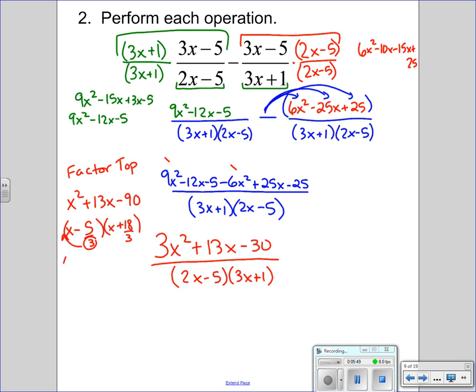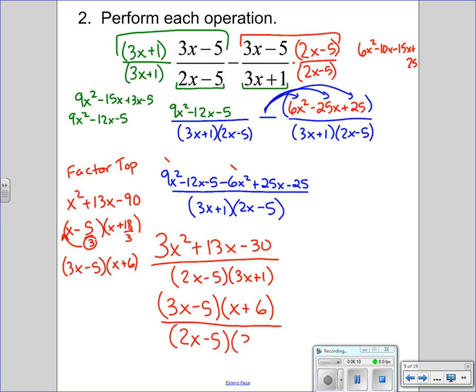3 can't be simplified, so it swings up top. 3x minus 5. 18 over 3 simplifies to be 6. So the top is going to simplify to 3x minus 5 times x plus 6, over 2x minus 5 times 3x plus 1. Nothing cancels, but I had to factor anyway to make sure that nothing canceled. And I think this book likes to do a lot of the factoring, where you have to factor. So there is our answer. Does it ask for any restrictions? No, so we are done.